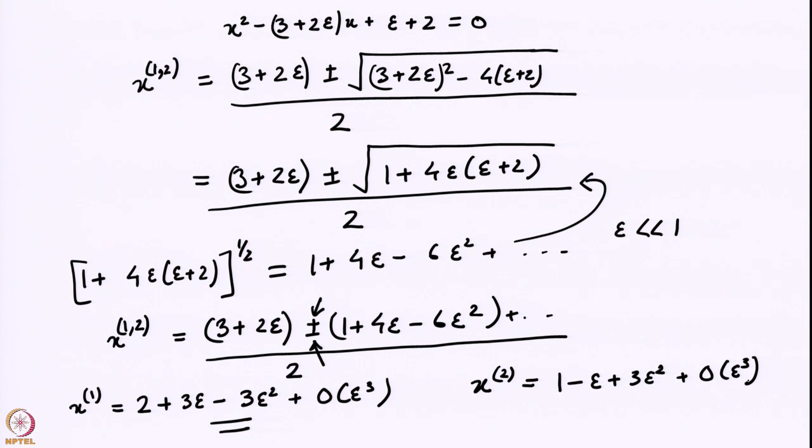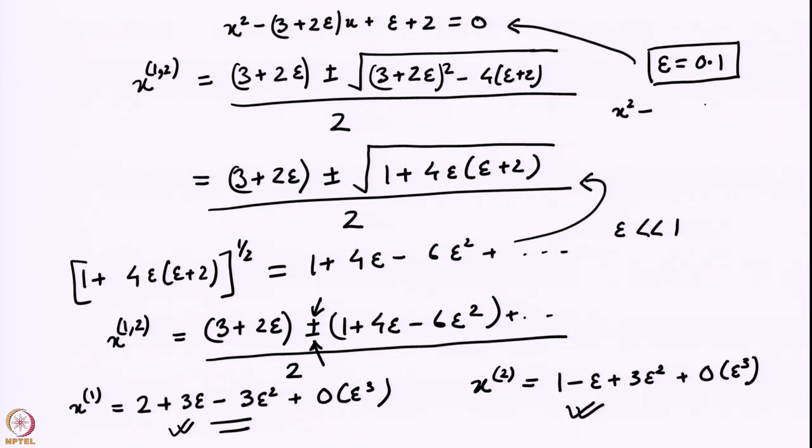So what perturbation is doing is basically taking the exact solution and expressing it in a series form, and so we are getting this series. I leave it to you to check the accuracy of these roots. So for example, take epsilon to be a small number, 0.1, and plug it back into this equation. In this case you will get the equation x square minus 3.2 x plus 2.1 is equal to 0.